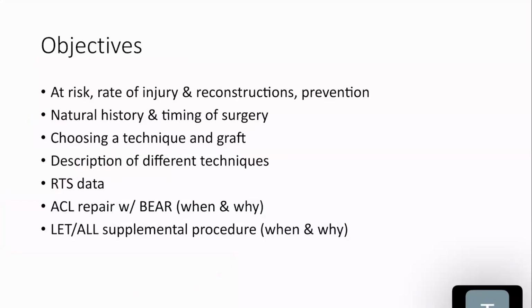So objectives are to review which patients are more at risk, the rate of injury and reconstructions, preventative measures, review the natural history of this injury and timing of surgery for this population, and then how to choose a technique and a graft and a description of those techniques, and then brief information again over return to sports, ACL repair with the BEAR, and the LET.